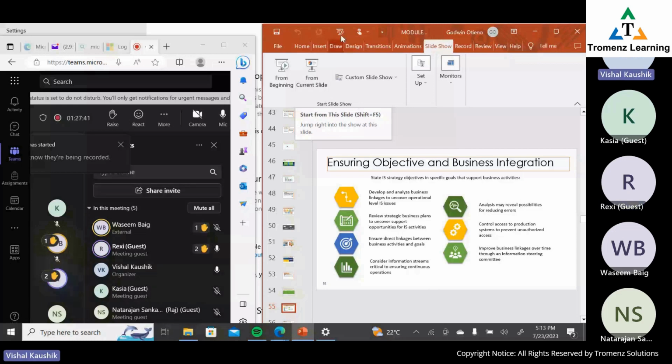I think we're looking at the next slide, talking about ensuring objective and business integration. So here we are saying that information security strategy objectives should also be stated in terms of specific goals which are aimed at supporting business activities.